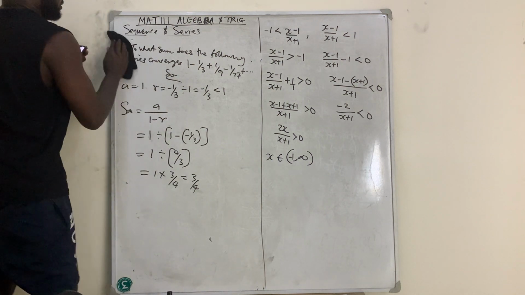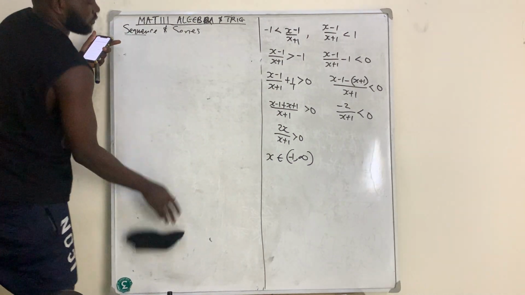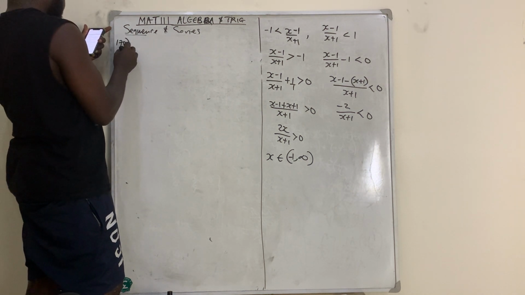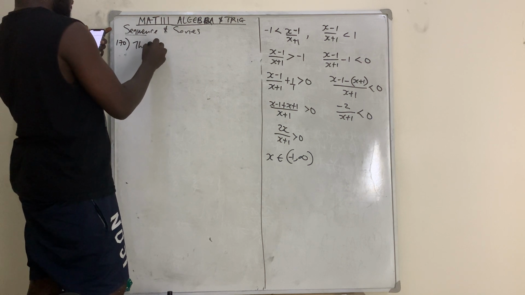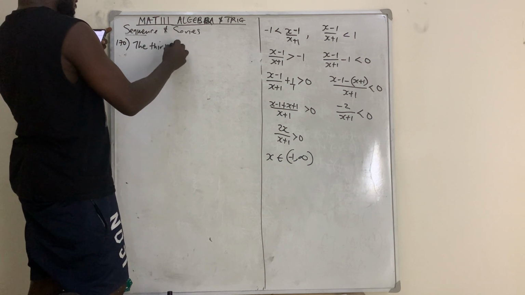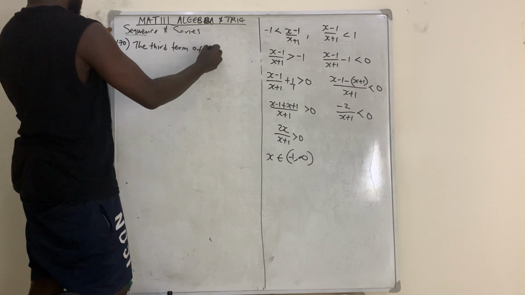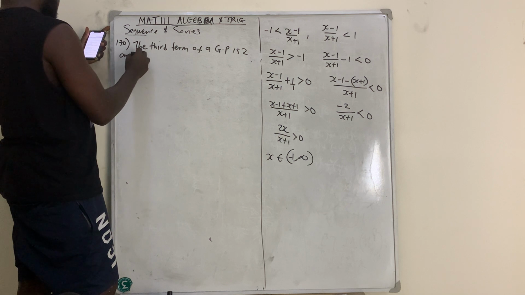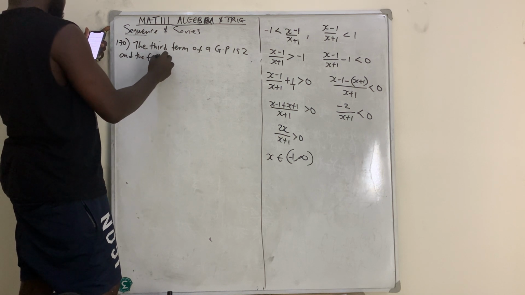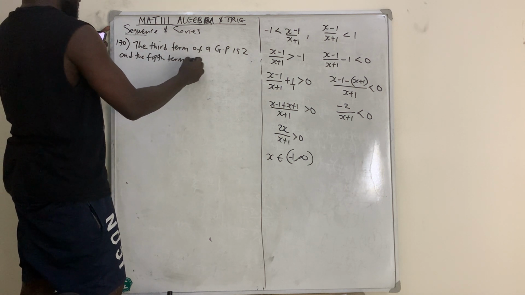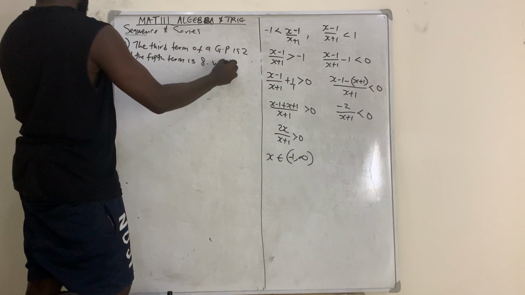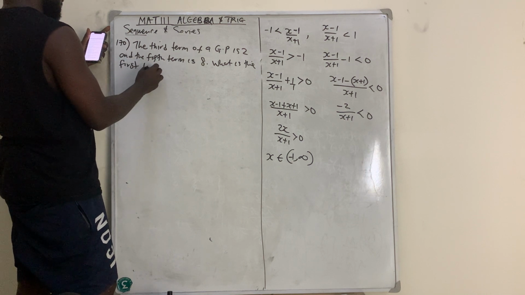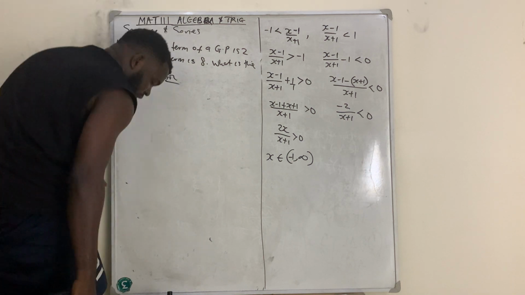Question number 170. The third term of a GP is 2, and the fifth term is 8. What is the first term? Okay, solution. Now what did they give us?